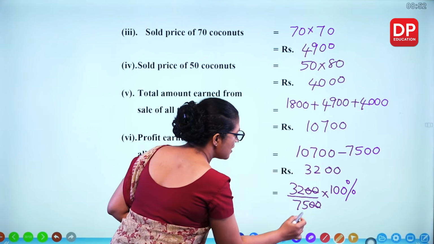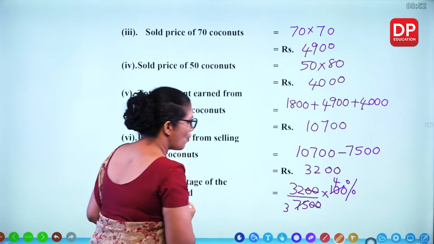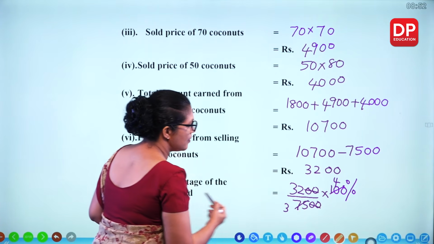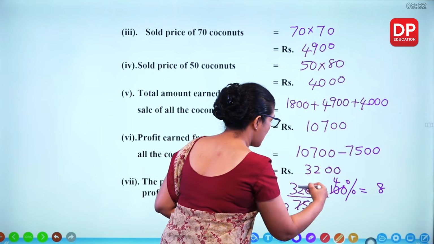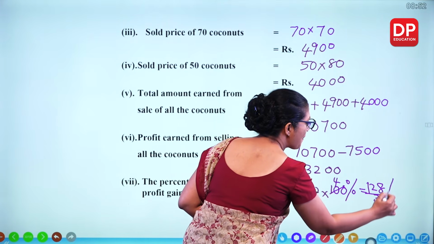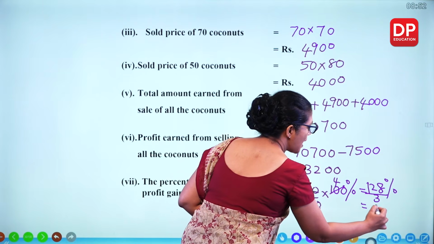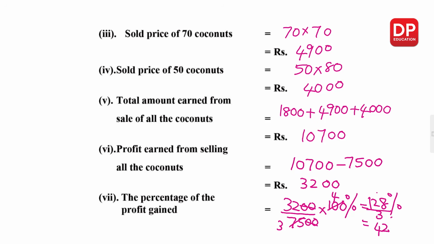2 zeros, 25 times 3, 25 times 4. And you get 4 times 2, 8, 4 times 3, 12. 128 divided by 3. 3 times 4, 12. 3 times 2, 6 and 2/3. So you can write 42 and 2/3 as a percentage.